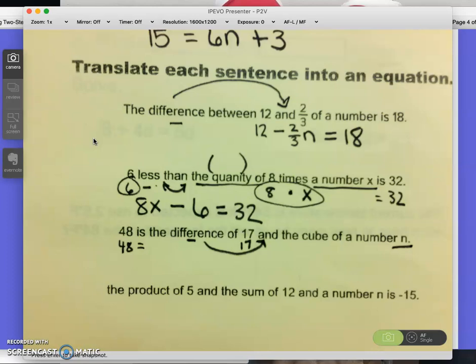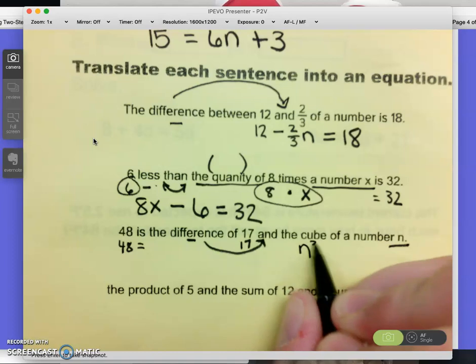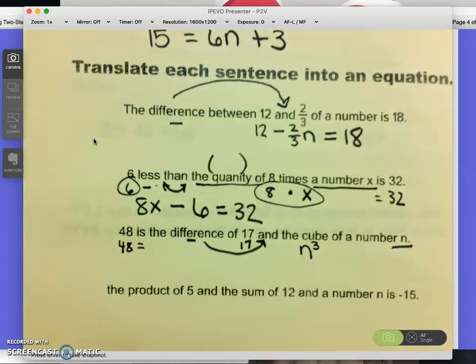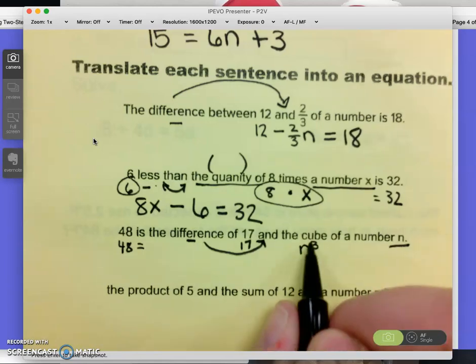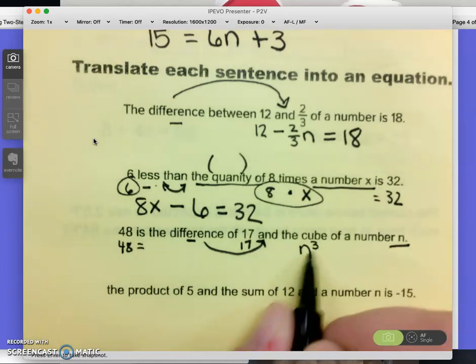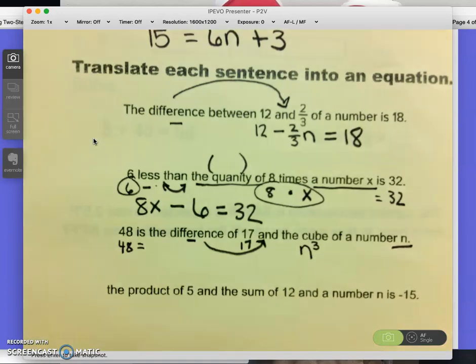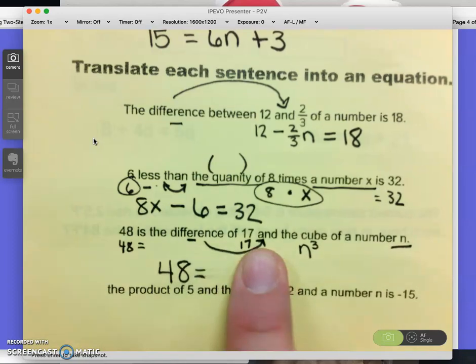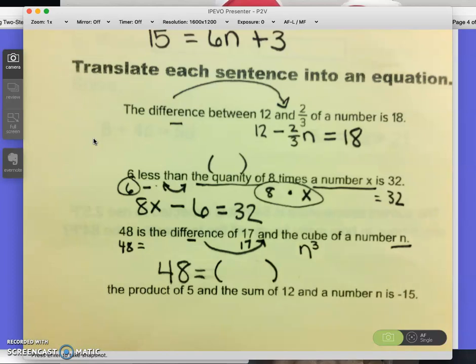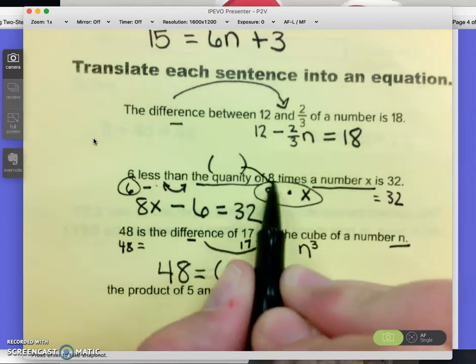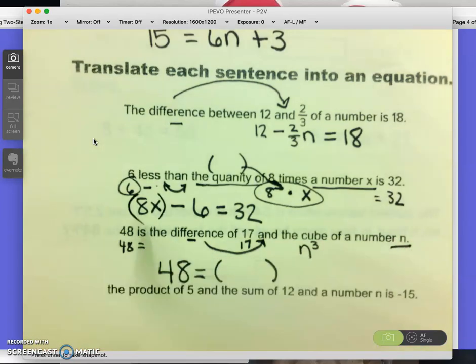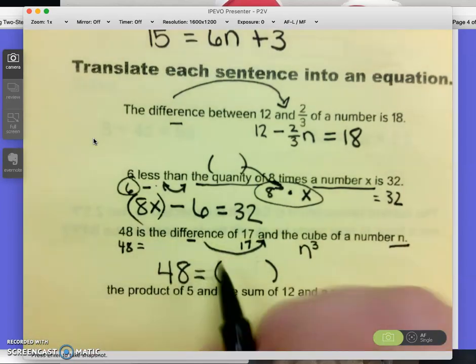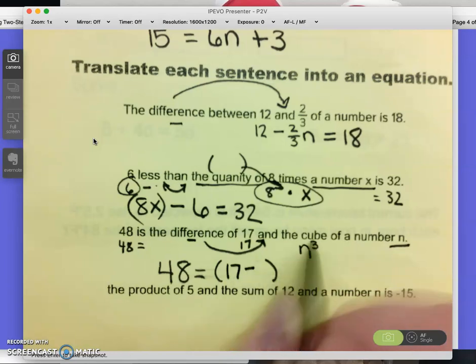So how do I cube a number? Putting the box. Yeah. So putting that 3 up above it. That's what you meant, right? Yep. Where do I get what? The 3 because it's cubed. So n to the third power is the same as n cubed. So here we are going to do 48 equals, so the difference of, so again I want to show parentheses. Oh, I forgot my parentheses down here. This should be in parentheses. Sorry about that. So the difference of 17 and a number cubed.